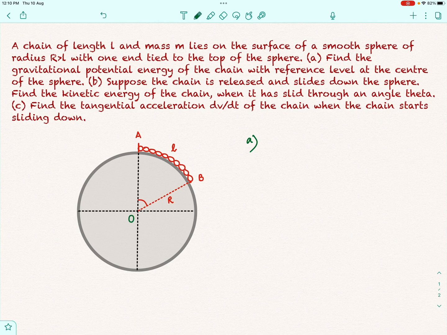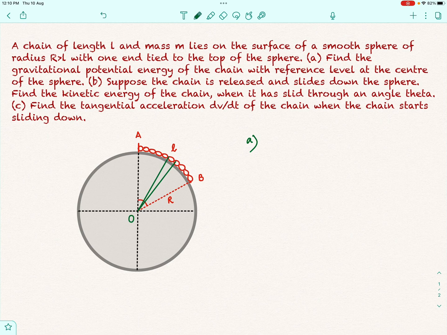Let's call the center of the sphere O. With respect to the point O, that means considering the potential energy at the point O to be 0, we are supposed to find the potential energy of this chain. See that the different parts of the chain are at different heights with respect to the point O, right? Since this is a continuous chain, we need to use integration to find the potential energy of every small portion of the chain and then add up all the small potential energies to get the final answer. So let us consider a small portion of the chain over here somewhere.